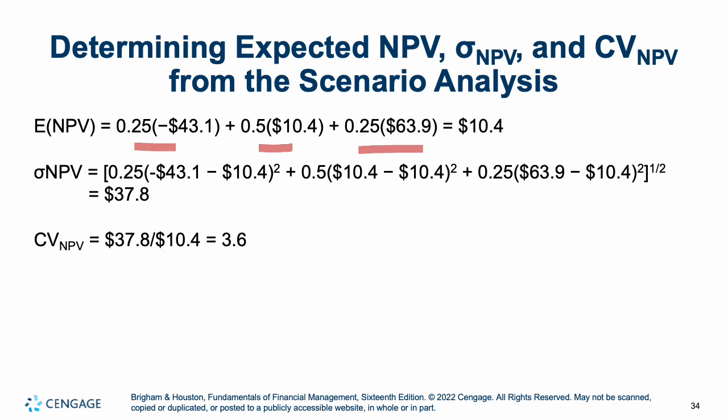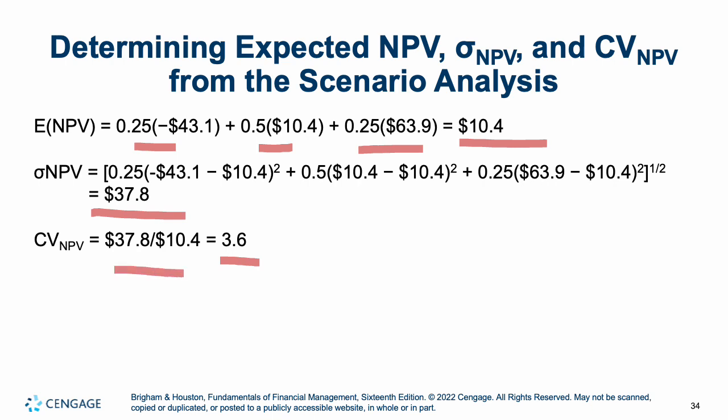Of 10.4. That's our expected NPV. Now, also, we can find the standard deviation. That's being done right here. And we can find our CV of our NPV as well. And that's going to be 3.6, our coefficient of variation. That's simply standard deviation divided by the expected NPV.